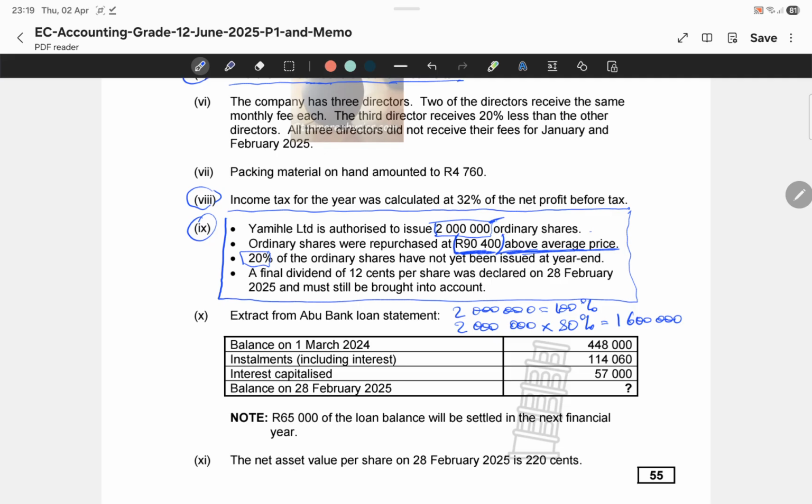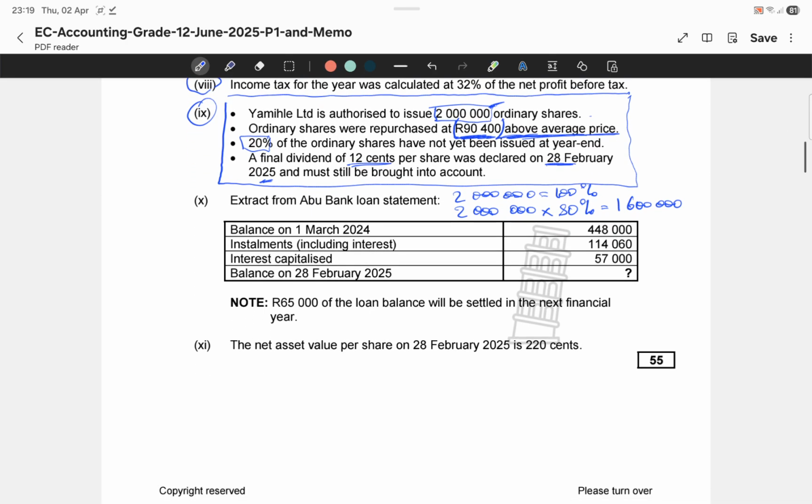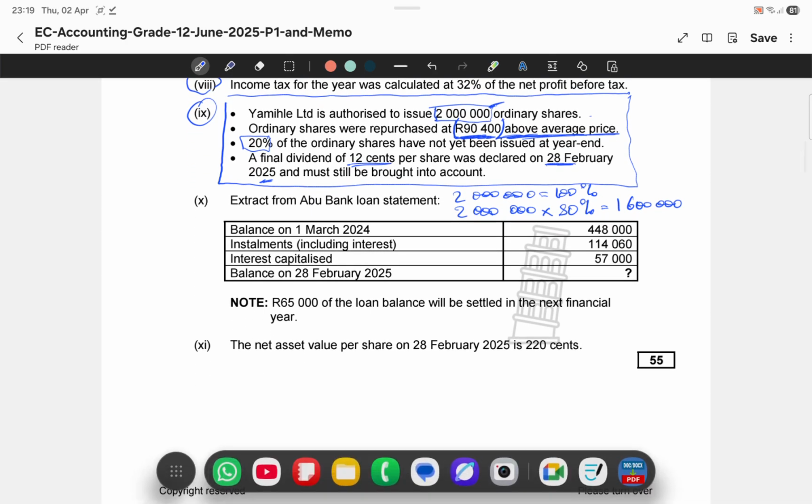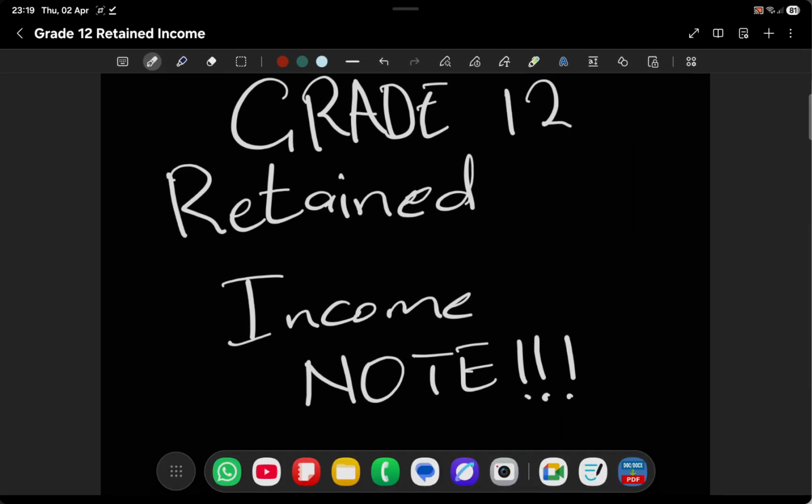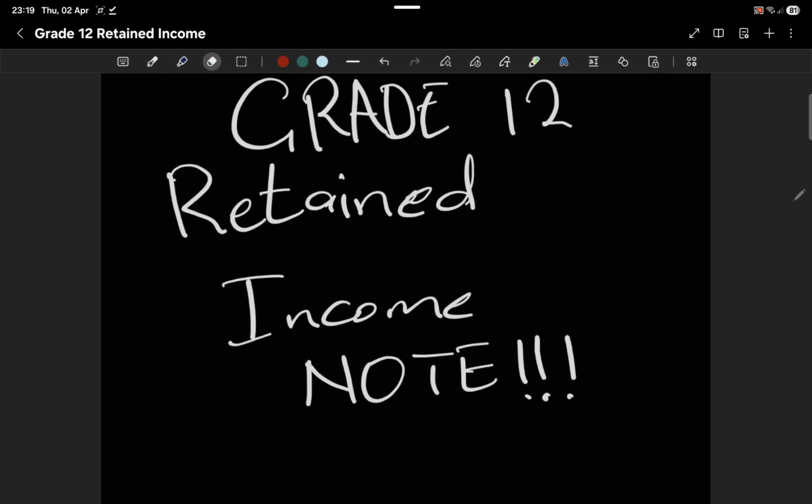Now the last point says a final dividend of 12 cents per share was declared on 28 February 2025. This is at the end of the year, remember, 2025, and must still be brought into account. This one still needs to be taken into consideration. Now let's get down to business. I have analyzed the information for you. Now let's calculate.